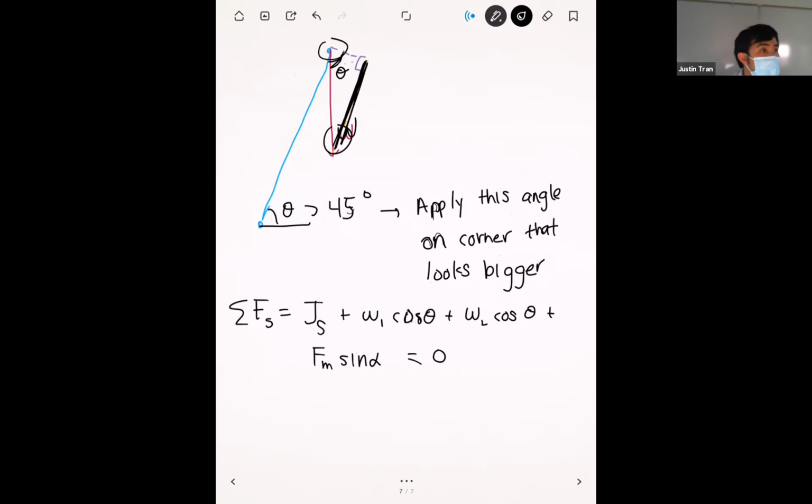I'm confused. Why is W2 positive? I guess the reason is because we define the positive. Oh, you're right. Yeah, W1, W2 should be. Or couldn't you, I guess since there's JS and W1, W2, they will all be going the same way, right? So then couldn't you just make that negative? Yes. Yeah, you're right.